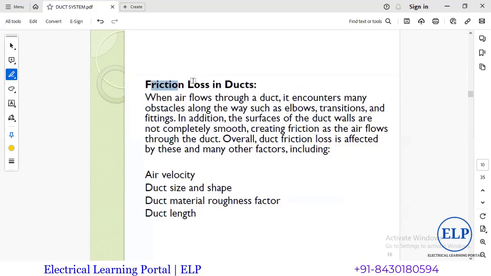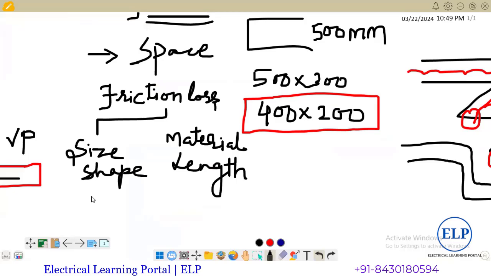So here again, you can see friction losses in the ducting. These are the four major parameters: the velocity, duct size and shape, duct material, and duct length. Even the velocity causes friction losses. If the velocity is very, very high, the air will travel at a very high speed, so it may cause some damage. This is the reason why you have to maintain the velocity.